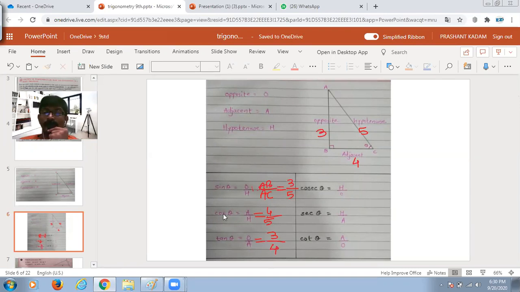Now, what are the next three T ratios? After tan, it comes cot. Actually, it is a reciprocal of tan. So cot is reciprocal of tan, or tan is reciprocal of cot. Look at this. This is OA, cot becomes AO. So it will become 4 by 3. I hope you understood. This is very nice and very simple.